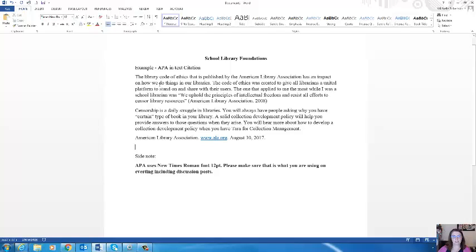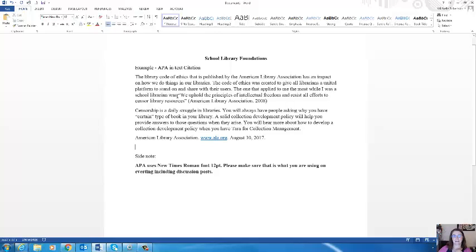Okay, so this week we're looking at the Code of Ethics and the Bill of Rights. I just decided to use the Code of Ethics because that's the one that I know probably off the top of my head and could easily type up. So this is an example of APA in-text citation. I basically started off with a blurb about the Library Code of Ethics, and that is published by the American Library Association. You can obviously read the rest of that.